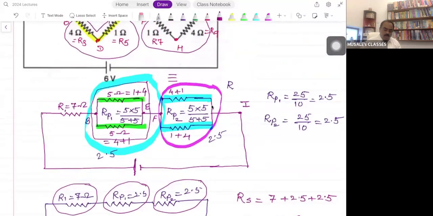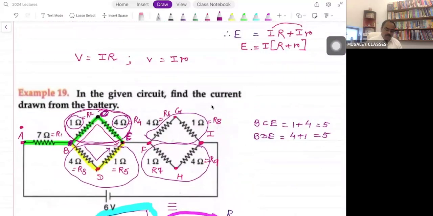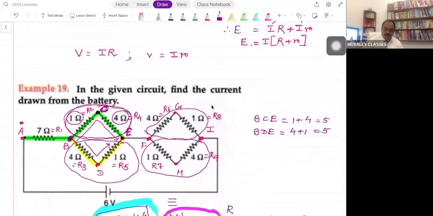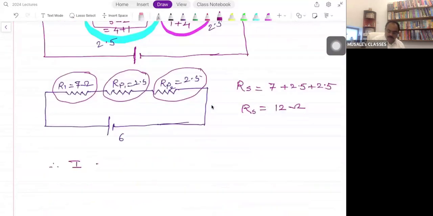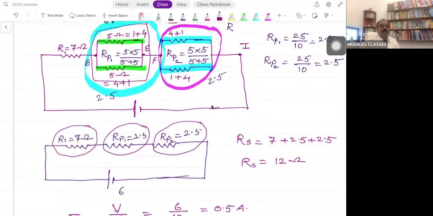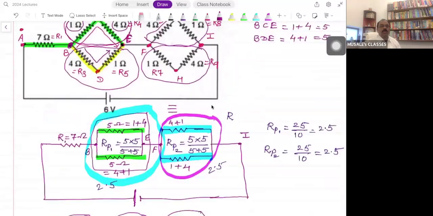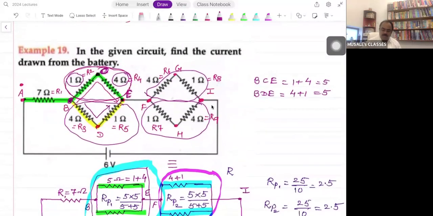What is asked? Find the current drawn from the battery. Okay, so therefore current will be potential upon resistance, that is RS. Potential is 6, resistance is 12, it will be 0.5 ampere. This can be an objective question. It can be asked in the NEET exam also.